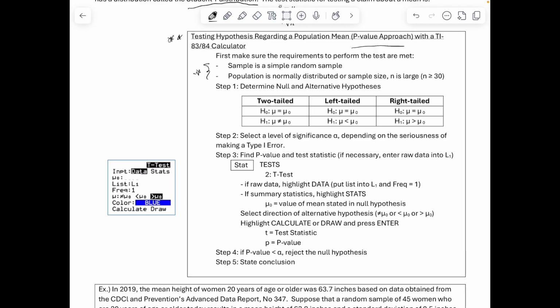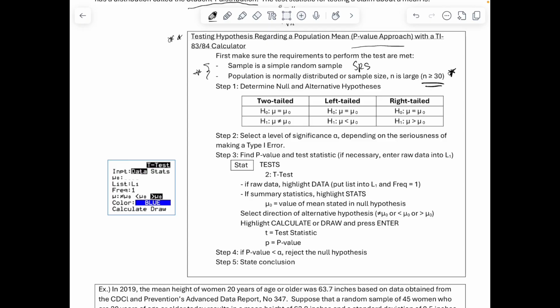We have 2 requirements this time that you need to check. The first one is that it is a simple random sample. And the second thing is going to be that our sample is large enough. And large enough for us is going to be greater than or equal to 30. So again, make sure you have that greater than or equal to 30 stated when you check your requirements, and you check to make sure that's true.